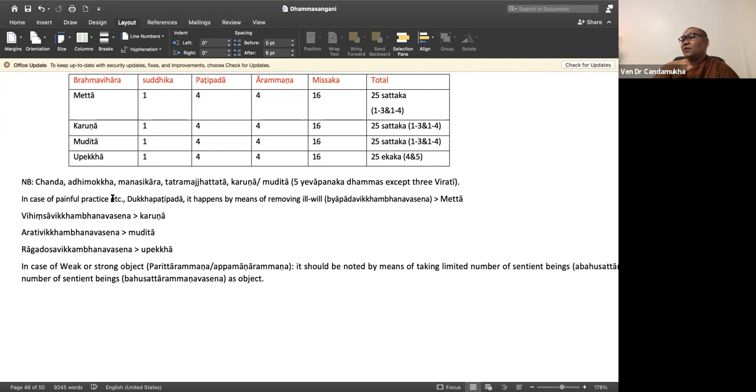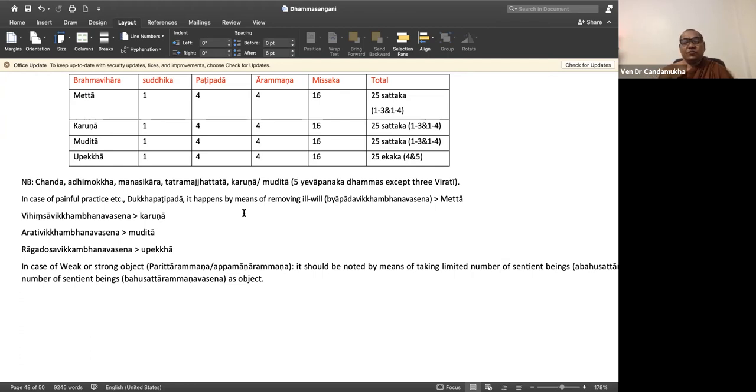Then what is more? What is the object? As you see here, there is also the object, arammana. Previously we saw that objects are of four kinds: parittarammana, a weak object, or a strong object. In that case, what is weak and what is strong? Regarding this, the commentator explains, parittarammanata, appamanarammanata, na bahu satta arammana vasena. Na bahu means not many, satta means being, arammana means object. Na bahu satta means a limited number of sentient beings.